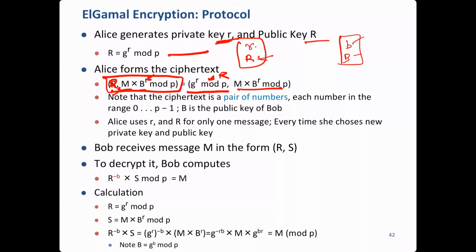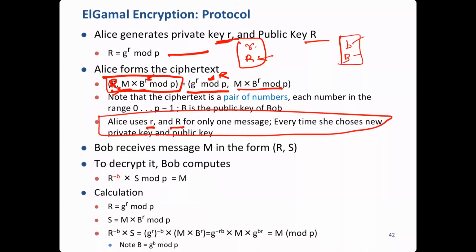Now here the assumption is that if Alice and Bob use this in a communication, and she uses the same value of small r and capital R repeatedly for many messages, then she will leak some information. So for every message she has to change the value of r and capital R, which is her private key and public key. Okay, right now forget about this point.